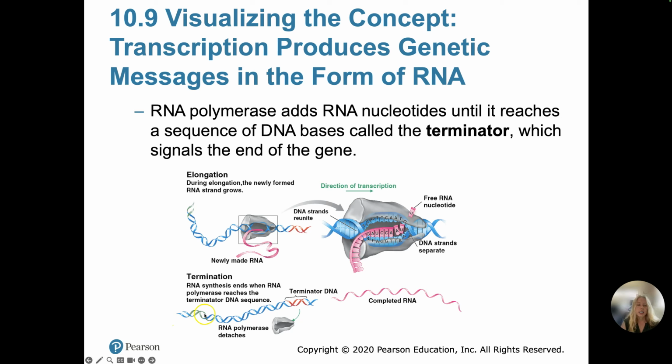So the promoter in green signals the beginning of transcription, and then the terminator over here in red signals the end of transcription. So RNA polymerase here is going to continue adding free RNA nucleotides that are complementary to the template strand. Remember, the other strand is unused. And then after the template strand has already been transcribed into RNA, the DNA will start to rewind. And then in termination, once RNA polymerase reaches the terminator, it's going to break off from the DNA and the completed RNA will break off from RNA polymerase.